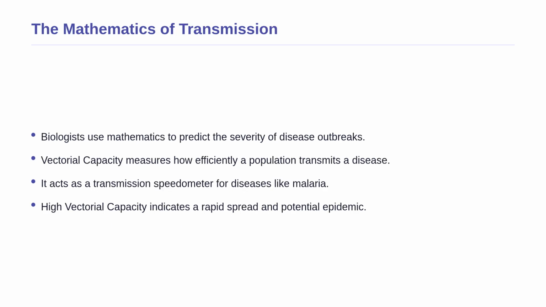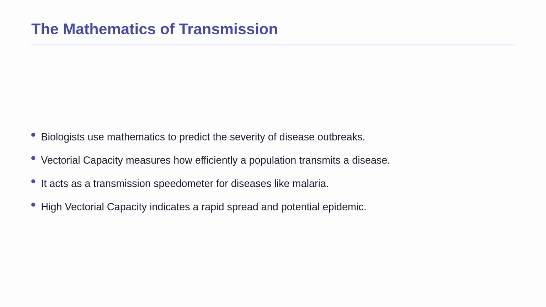Now that we know who the vectors are, let us explore how we measure their threat. To truly understand how diseases spread, biologists cannot just rely on observing insects in the wild. They must use mathematics to predict the severity of an outbreak. This brings us to a crucial concept called vectorial capacity. Vectorial capacity measures exactly how efficiently a specific mosquito population can transmit a disease in a given area.